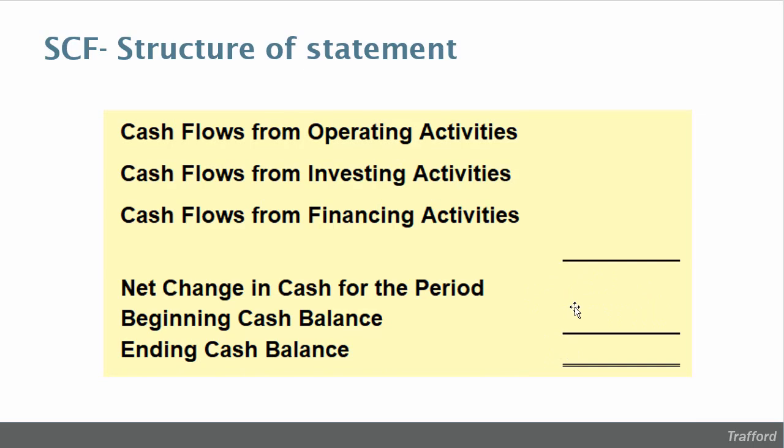And what the statement of cash flows wants to do is give the readers a little bit more information about that change in cash. In particular, we split that change of cash up into 3 different types of activities. We explain how much of that change in cash came from operating activities, investing activities, and financing activities.